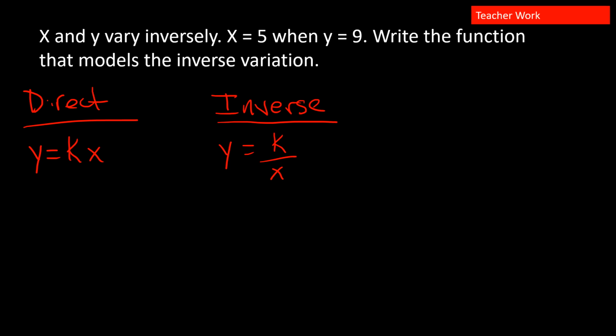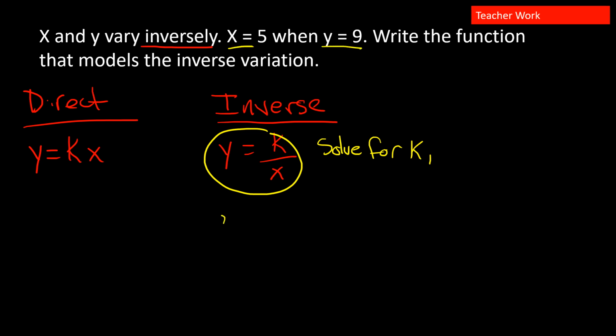Now for this problem, it says that x and y vary inversely. So we're going to be using this equation here. And so when we're using that, we need to solve for x. Okay? I'm sorry, not solve for x. We need to solve for k. To do that, we're going to substitute our x and our y into the equation. So we'll say 9 equals k over 5. We want to solve for k here, so we want to simplify out this 5 in the denominator. We're going to multiply both sides by 5. 5 times 9 is 45 equals k.